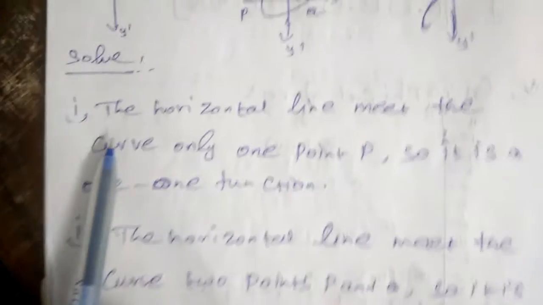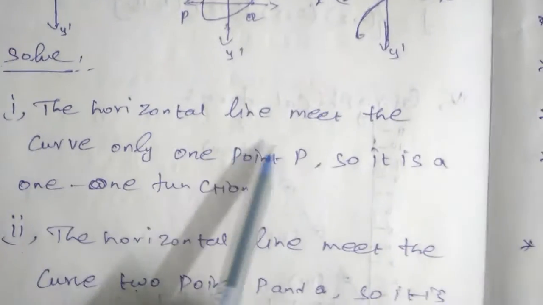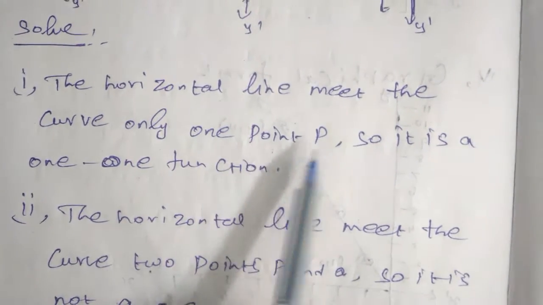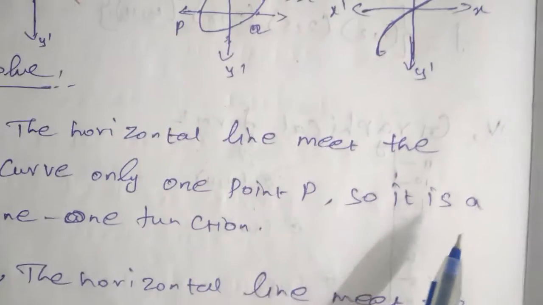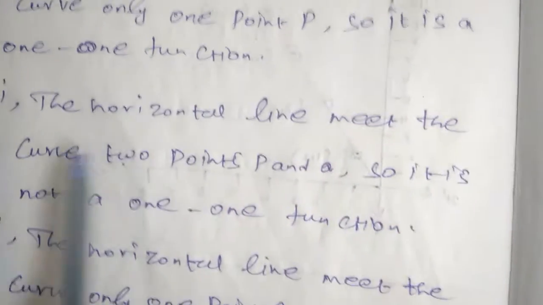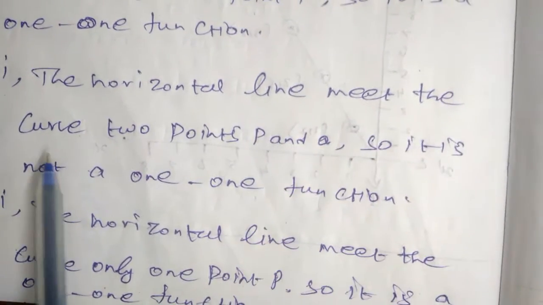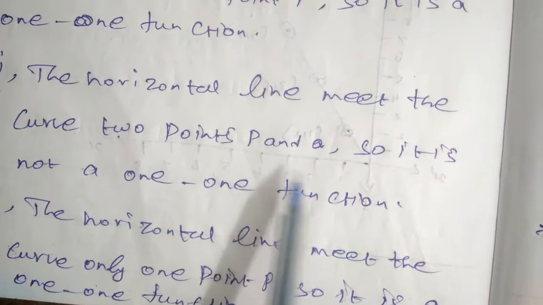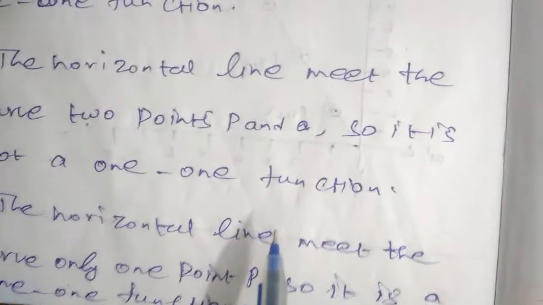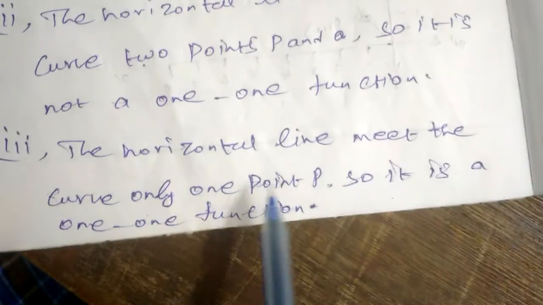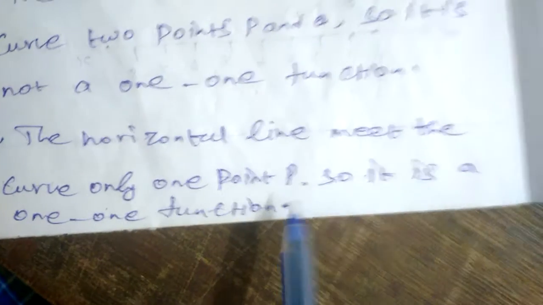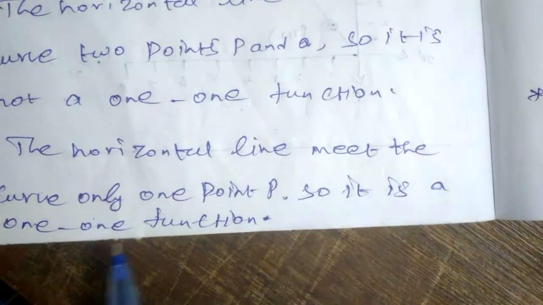Listen, same as we see, the horizontal line meets the curve at only one point P. So it is a one-to-one function, and the horizontal line meets the curve at 2 points P and Q. So it is not a one-to-one function. Same as, the horizontal line meets the curve at only one point P. So it is a one-to-one function.